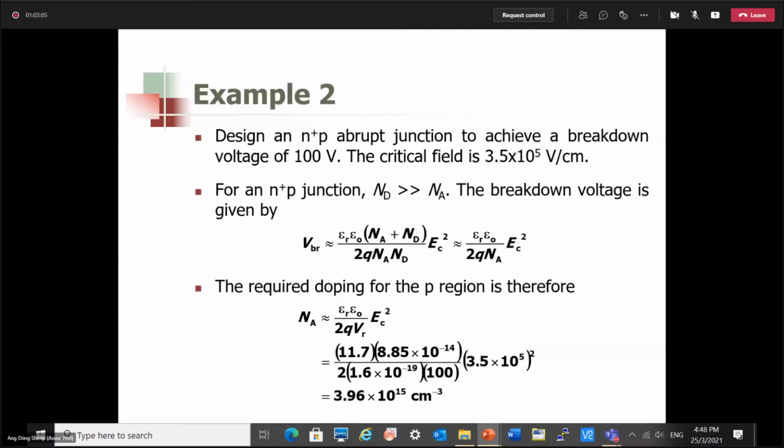All right, so that's how the PN junction can be designed to achieve a certain breakdown voltage.